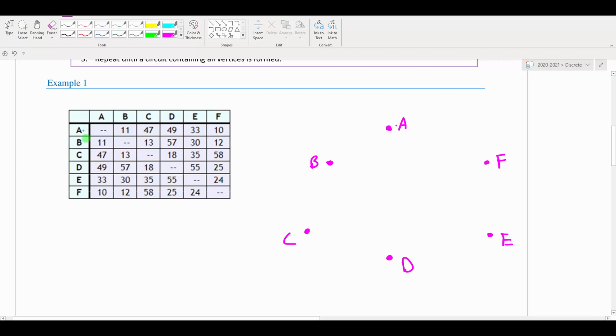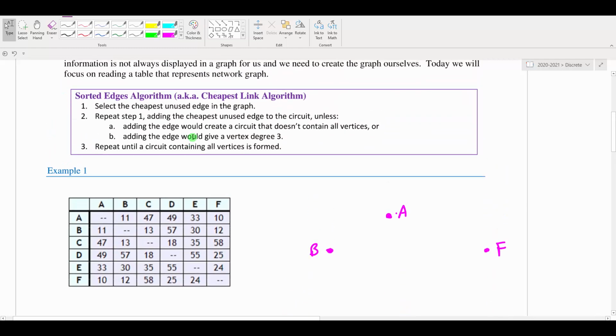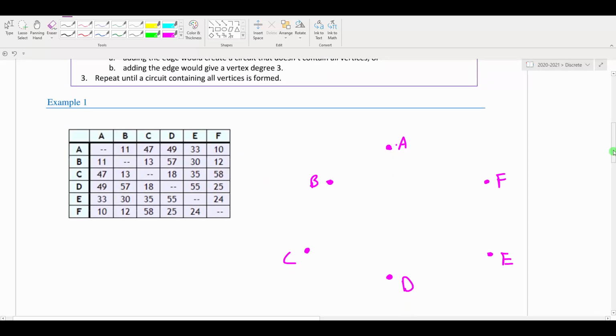All right. So for instance, this first number that we see here indicates an edge, that there is an edge that connects A to B, and it has a length of 11. So I could draw an edge from A to B and mark it with an 11. All right, but since we're doing sorted edges, really all we want to do is add the edges to our graph in the order of their expense. If we recall, the algorithm says to select the cheapest unused edge in the graph and add it to your circuit. So I'm not going to draw in every single edge here. Instead, I'm only going to draw the edges that I'm going to use for my circuit.